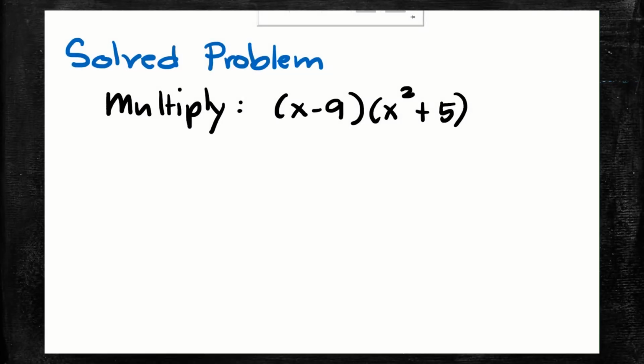Hi, in this video, I'm going to show a solution to a given problem, and this is on multiplying expressions. Specifically, this is a binomial times another binomial. So we have x minus 9 multiplied by x squared plus 5.